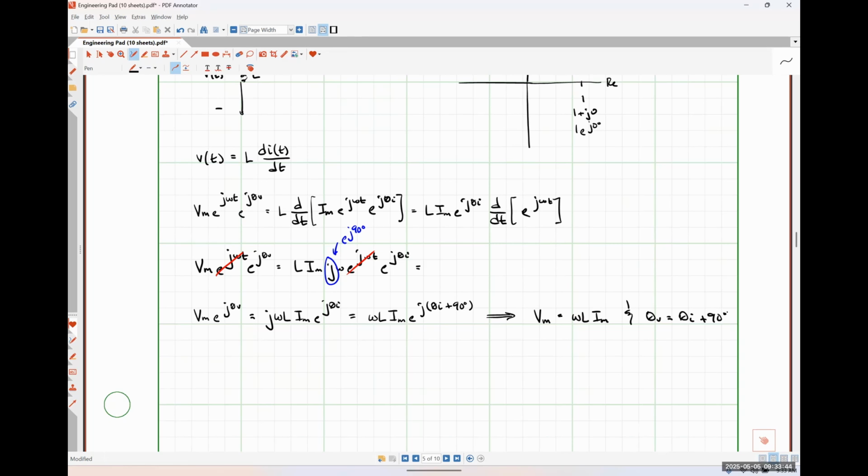So what we've just stumbled into is that the phase angle for our voltage will always be 90 degrees more positive than the phase angle of our current. Another way to think about that is that our current is always lagging our voltage by exactly 90 degrees in a pure inductor.